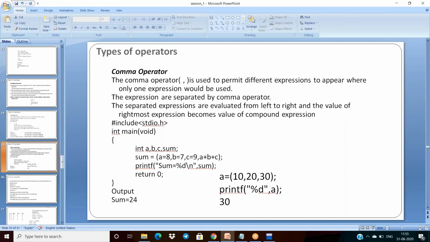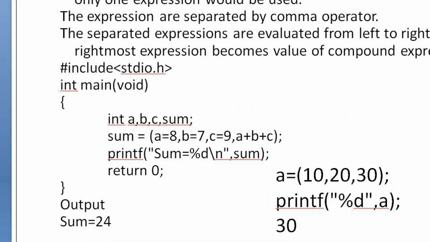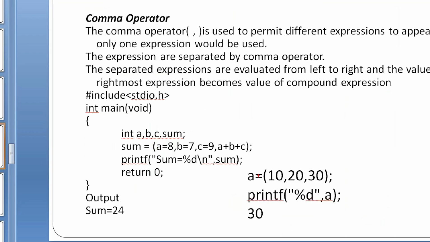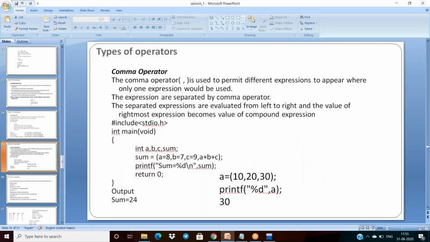Now see what I'm doing here. I'm taking a equal to 10 comma 20 comma 30. In this case, what is the rightmost value? 30. The rightmost value is assigned. So if I try to print the value of a, I get 30.